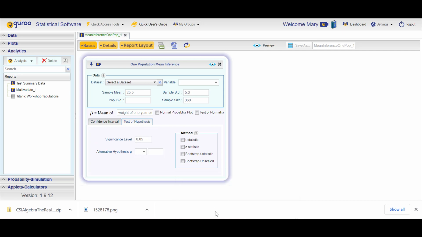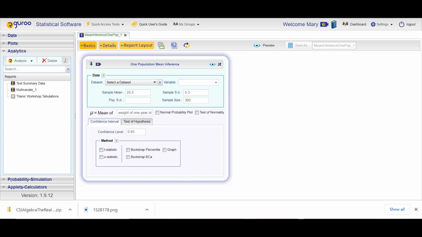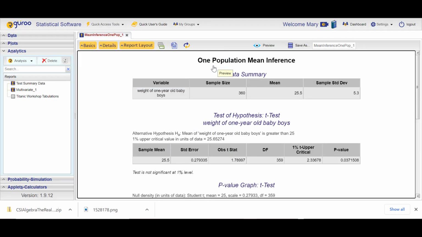Okay, here we go. At a significance level of 0.01, so you want to change that to match up with that, 0.01. And our hypothesis is that it is greater than 25 pounds, and we said we're using a T. And while we're here, I'm going to click on the confidence interval tab. Click T statistic, and then if I do 0.01 significance level, I'm going to do a 0.99 confidence level.